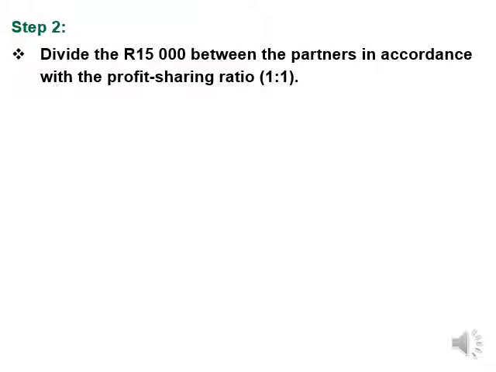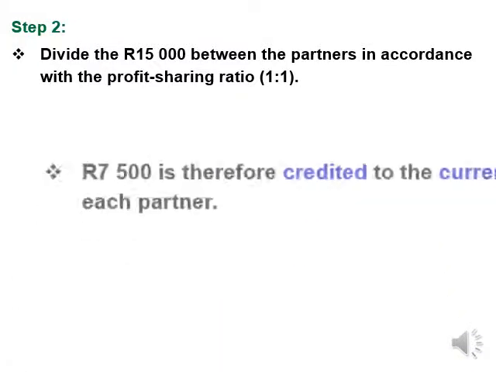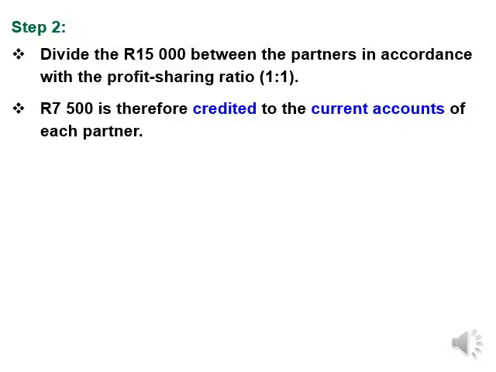Now what was step number 2? To divide the 15,000. Where did we get the 15,000? It's the 120,000, which was our net profit, minus the 105,000 rand, which was the primary distribution. The salaries and the interest on capital left us 15,000, and we called that the remaining profit. So we divided the remaining profit, 15,000, between the partners in accordance with the profit sharing ratio of 1:1. So 7,500 was credited to the current account of each partner.